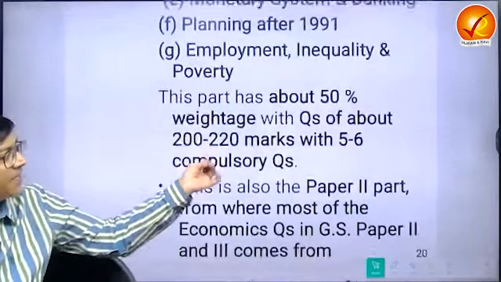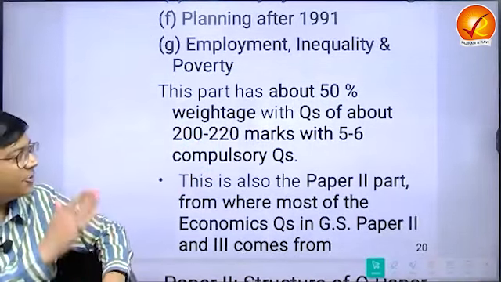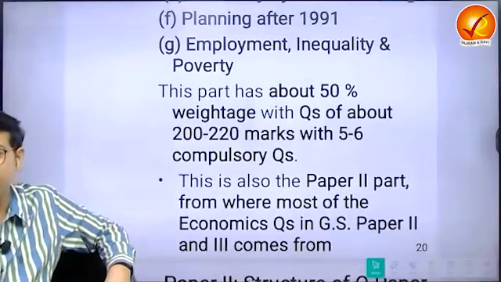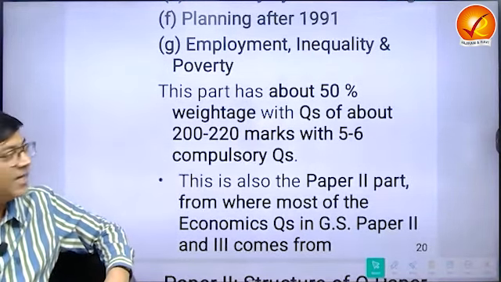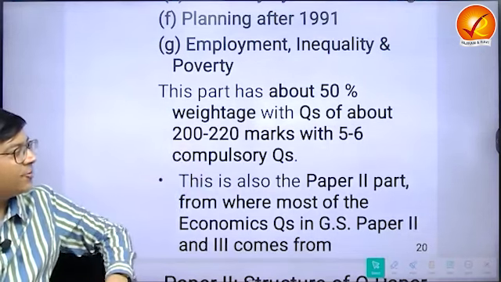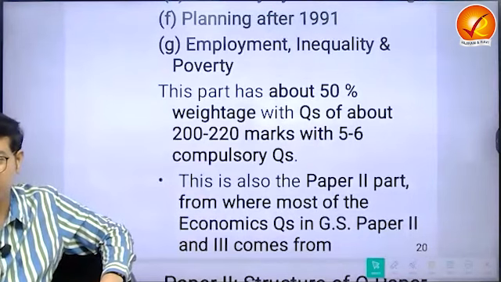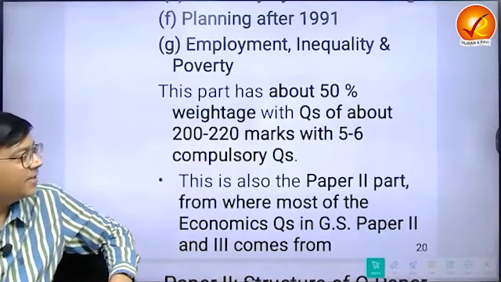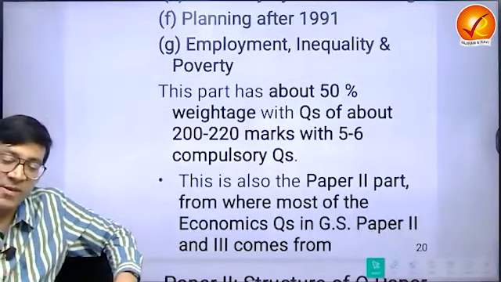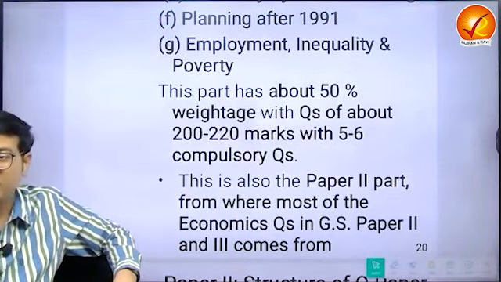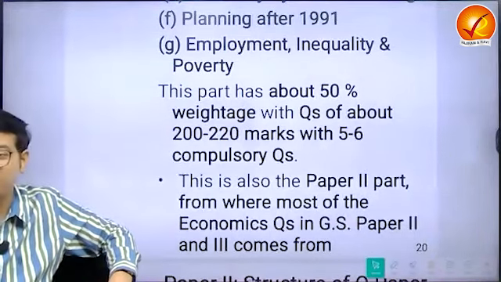Roughly about half of the questions are coming from post-91. As I told you, almost the entire part B of paper 2 is post-91, with around 200 to 220 marks weightage. 5-6 compulsory questions can come in, depending upon the mood of the question setter. Sometimes we have seen that in part B, all compulsory questions are post-91. But if they want to confuse you a little, they will drop one economic history question there.